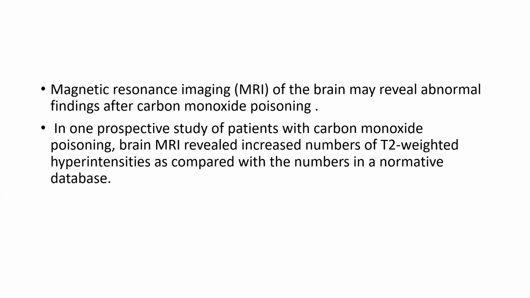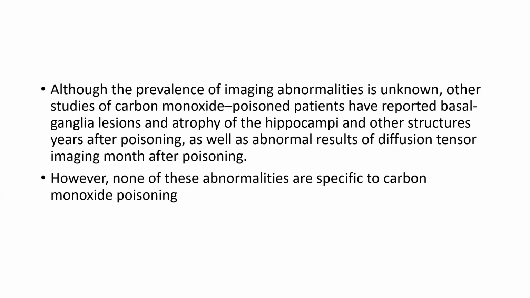Magnetic resonance imaging of the brain may reveal abnormal findings after carbon monoxide poisoning. In one prospective study of patients with carbon monoxide poisoning, brain MRI revealed an increased number of T2-weighted hyperintensities as compared with the number in a normative database. Although the prevalence of imaging abnormalities is unknown, other studies of carbon monoxide-poisoned patients have reported basal ganglia lesions, atrophy of the hippocampus, and other structural changes years after poisoning, as well as abnormal results of diffusion tensor imaging months after poisoning.